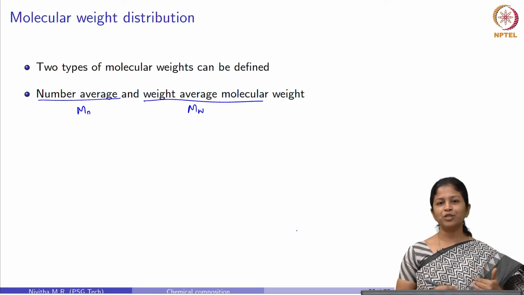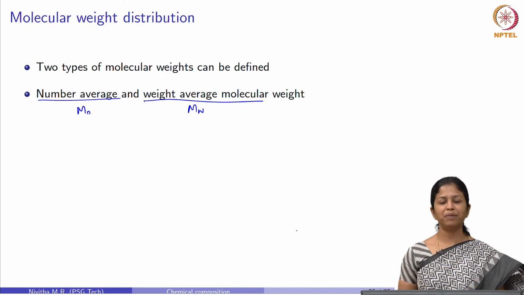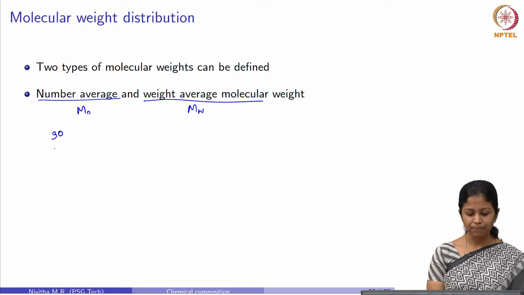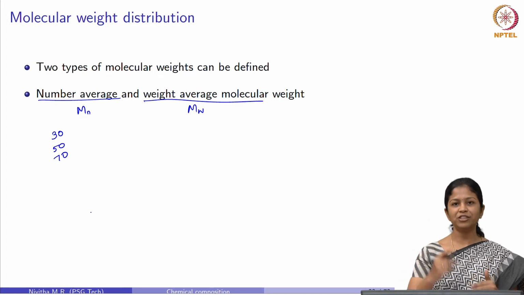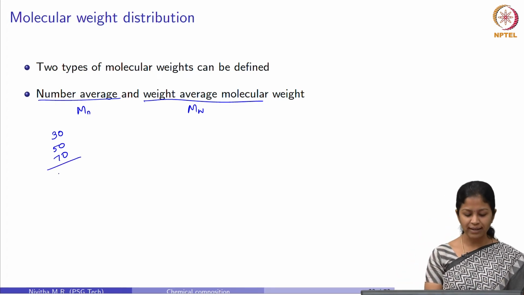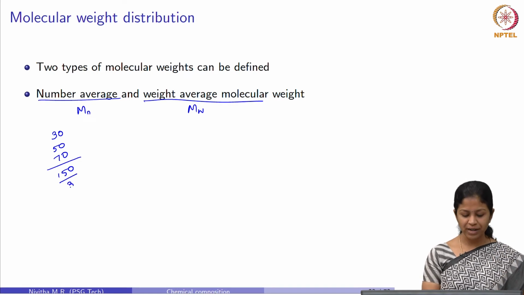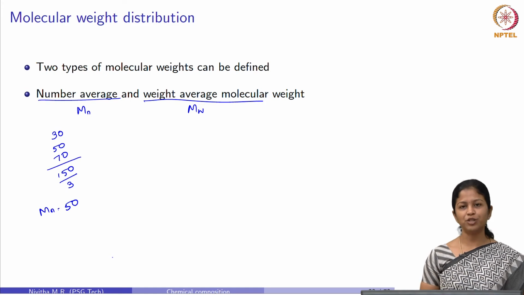The number average molecular weight is like averaging the weight of 3 different people in a class. Let's take 3 people with weights 30, 50 and 70. The number average molecular weight will just average these 3 numbers. So what we get here is 150. So we have 3 people in the class. So 150 divided by 3, we will get 50. So this is the number average molecular weight.